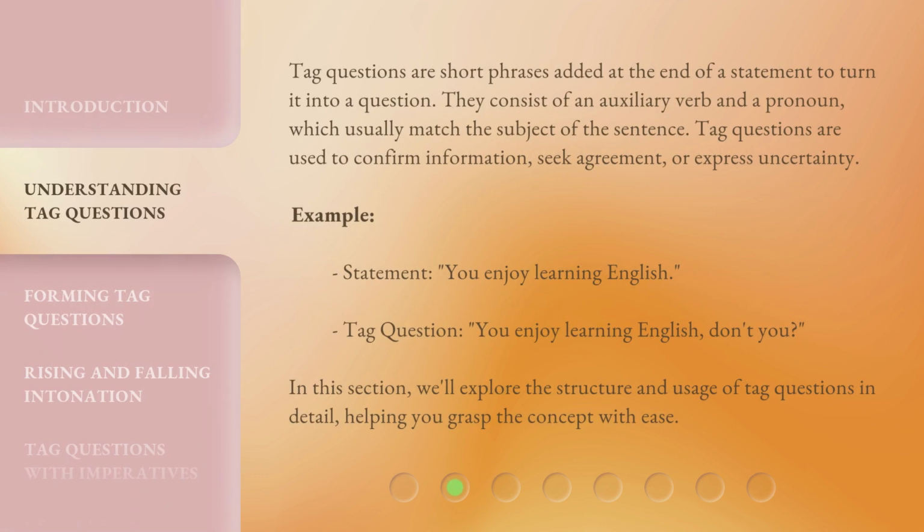Tag questions are short phrases added at the end of a statement to turn it into a question. They consist of an auxiliary verb and a pronoun, which usually match the subject of the sentence. Tag questions are used to confirm information, seek agreement, or express uncertainty. Example: statement, "You enjoy learning English." Tag question, "You enjoy learning English, don't you?" In this section, we'll explore the structure and usage of tag questions in detail, helping you grasp the concept with ease.